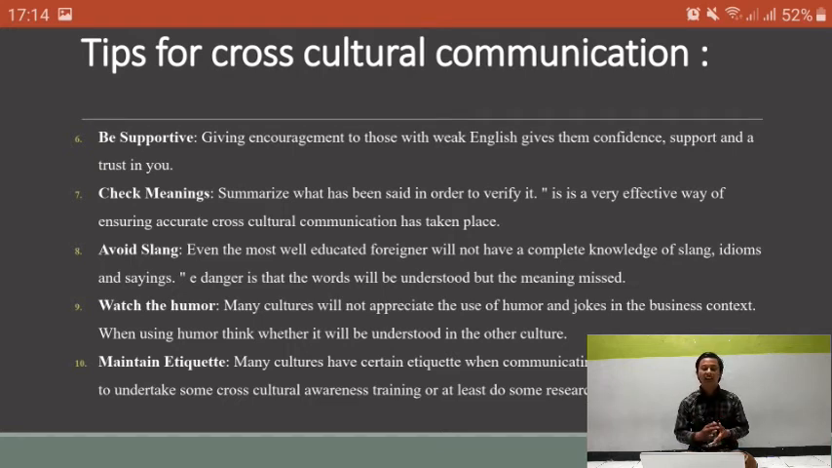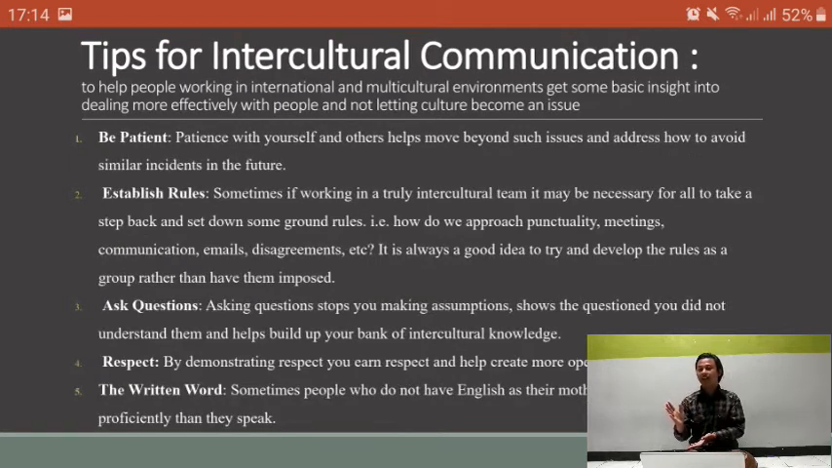The 10th, that is maintain etiquette. Many cultures have certain etiquette when communicating. It is always a good idea to undertake some cross-cultural awareness training, or at least do some research on the target culture. Okay, next material that is from the third slide, that is tips for intercultural communication. That is to help people working in international and multicultural environments get some basic insight into dealing more effectively with people and not letting culture become an issue.